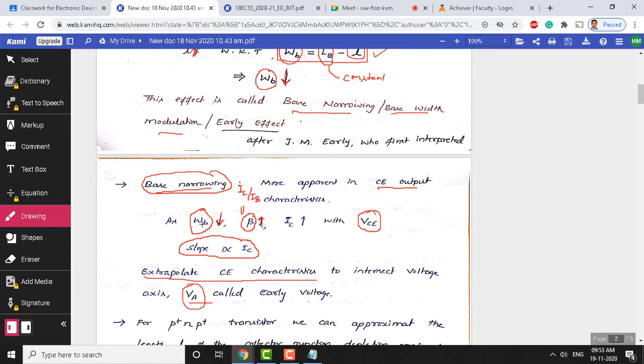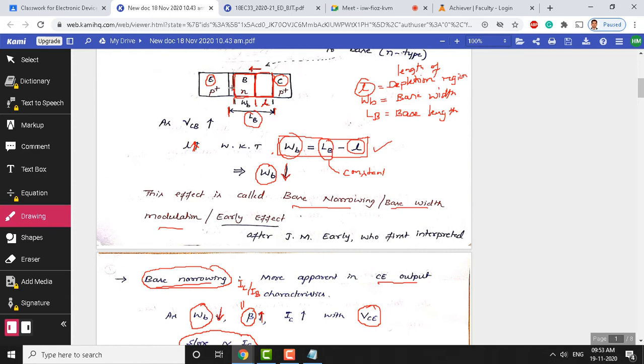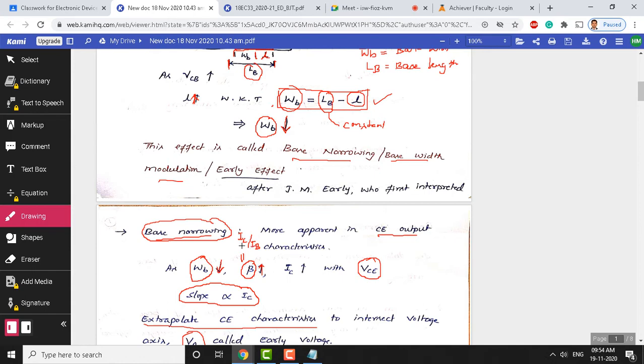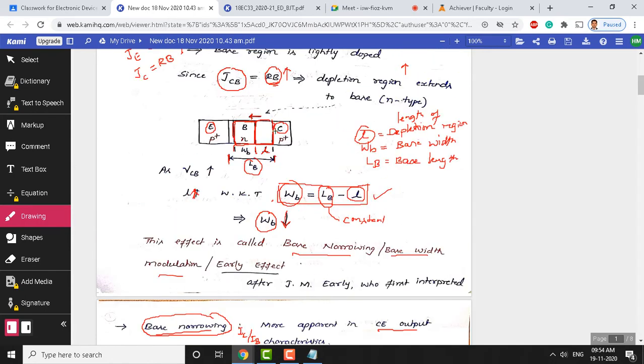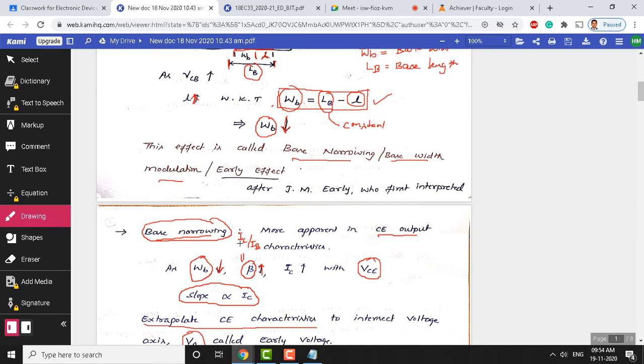And as we mentioned, the WB keeps decreasing, and by decreasing in the WB value, the amplification factor keeps increasing. We know that the amplification factor beta is the ratio of collector current to the base current. Because of the decrease in the base region, the base current decreases, and the entire emitter current flows to the collector. Therefore, collector current is going to be large. When collector current increases, then the amplification factor also increases.